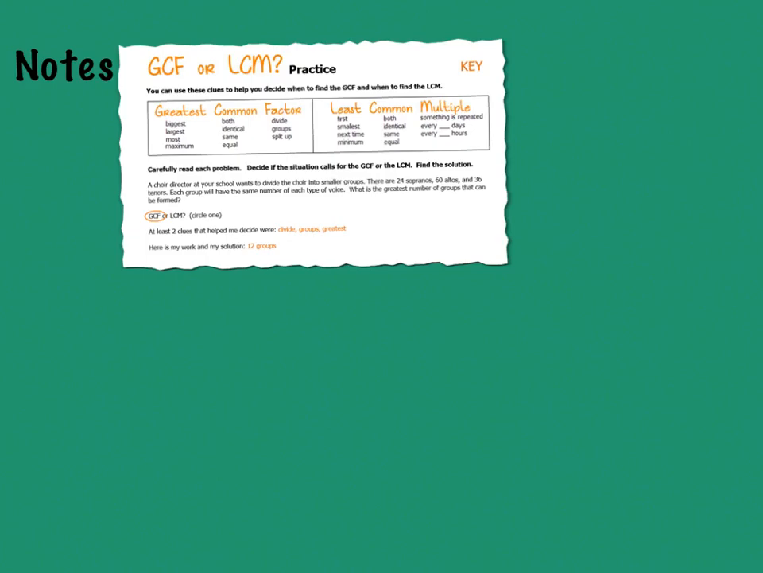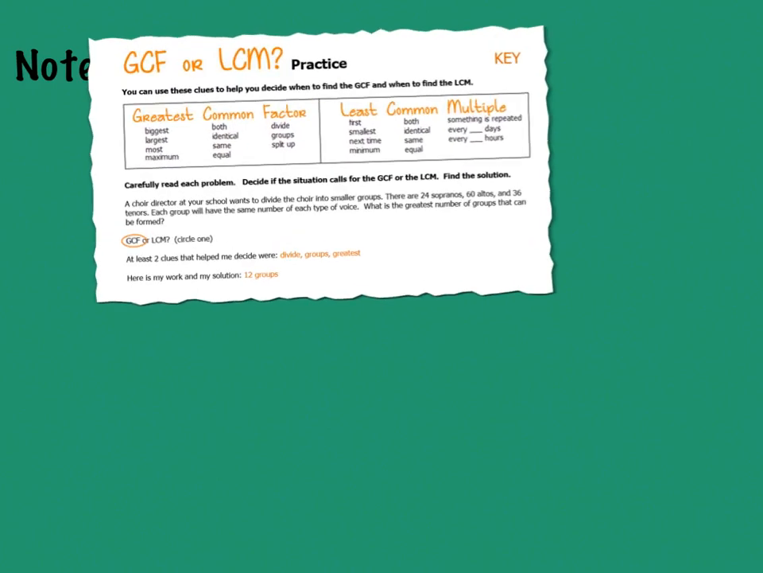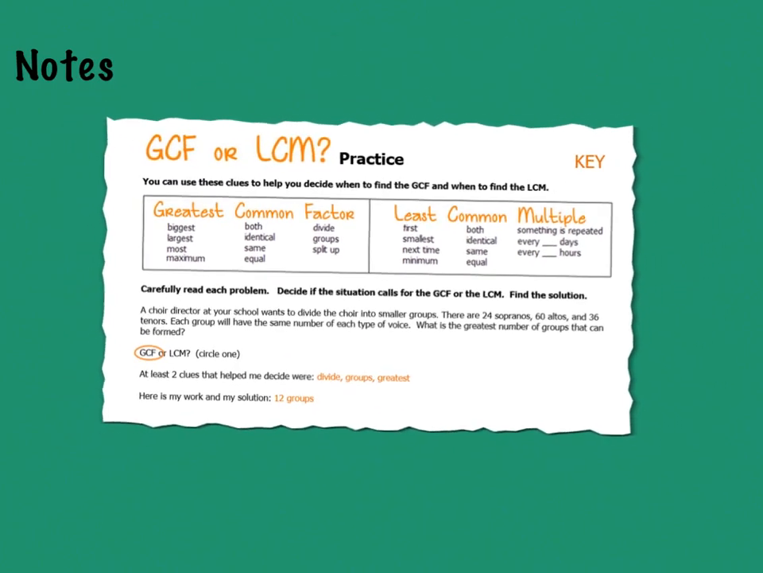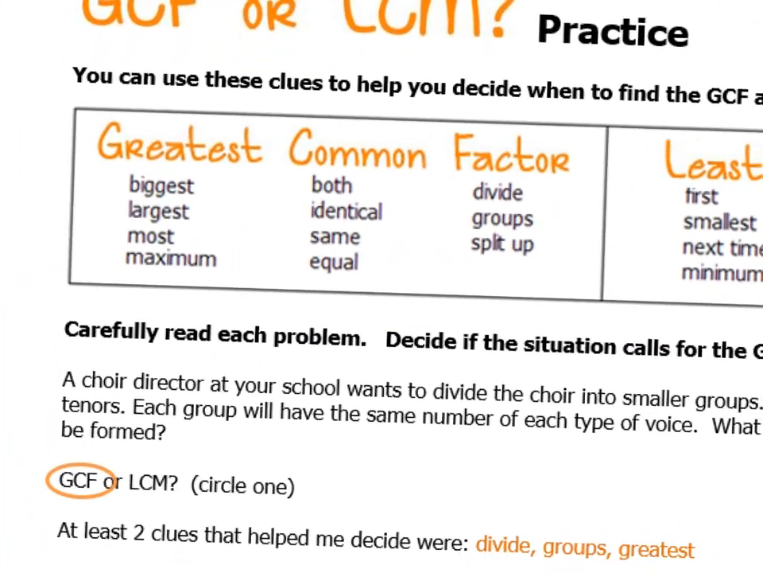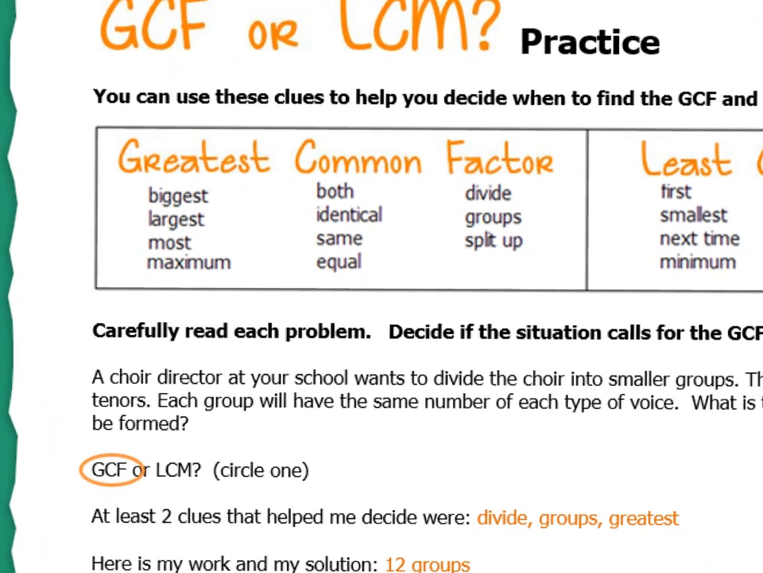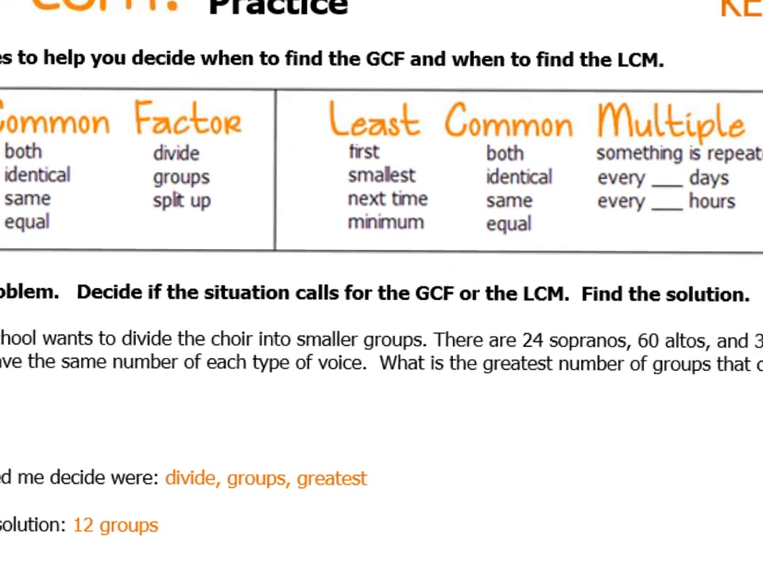All right, so I said that we were going to refer to this little note card, and I would like you to focus on the words here. These words are really important. So let's look at greatest common factor first. So we're looking at some of these words. Some of those are biggest, largest, most, maximum, both, identical, same, equal, divide groups, and split up. So those are some of the words that are going to help you to kind of clue in that we're dealing with the greatest common factor today.